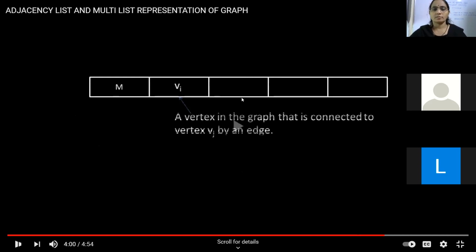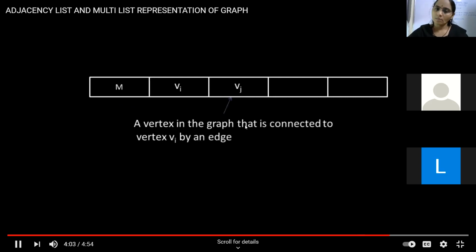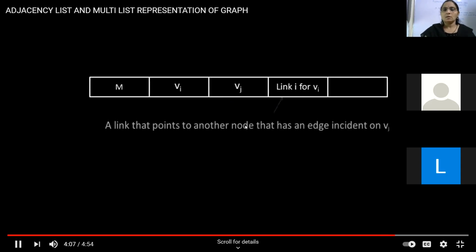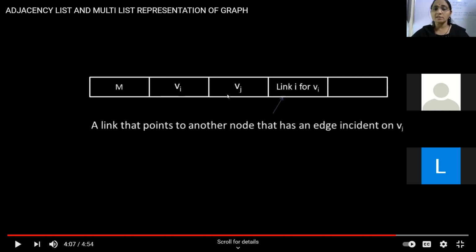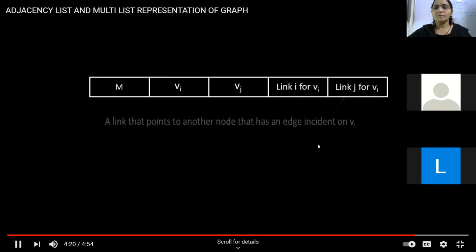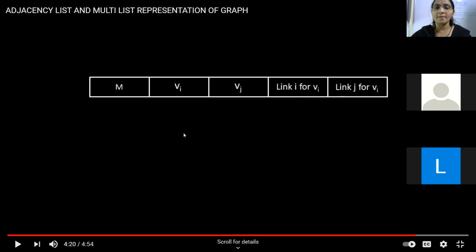Third attribute is a vertex that is connected to Vi by an edge. This is the second vertex. Fourth attribute is a link that points to another node that has an edge incident on Vj. This is the link I for Vi, which means this is the edge which is incident on the first vertex. The final attribute is a link that points to another node that has an edge incident on Vi. See, this is the link J for Vi. Link J for Vi means what? This is the link which is incident on the second node.